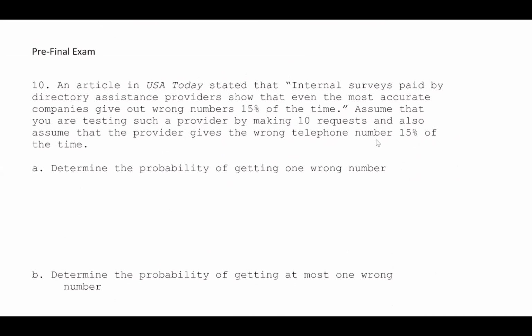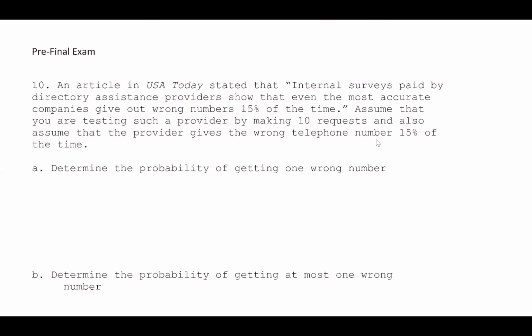All right, so for this one, the article in USA Today states that an internal survey paid for by directory assistance providers shows that even the most accurate companies give out wrong numbers 50% of the time. Assume that you are testing such a provider by making 10 requests, and also assume that the provider gives the wrong telephone number 15% of the time.